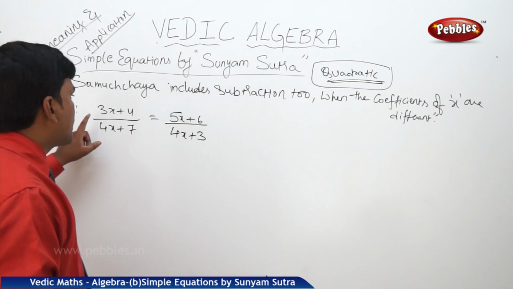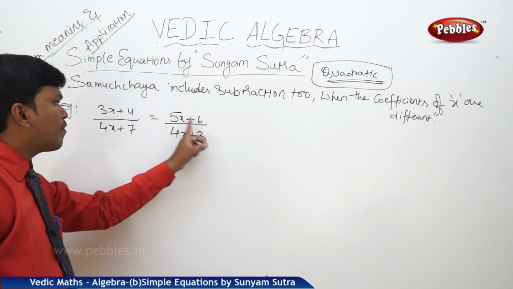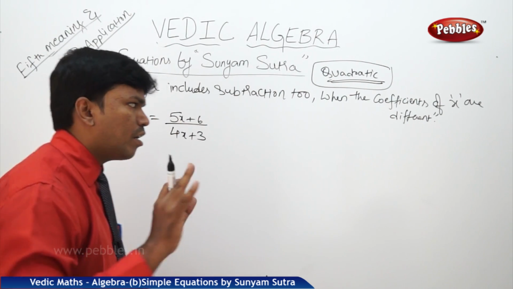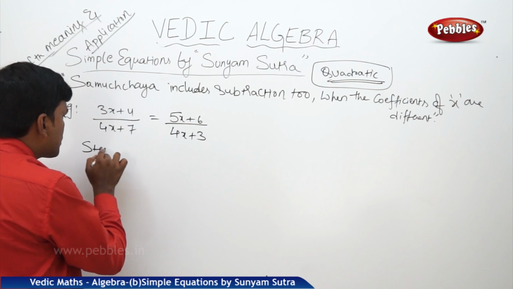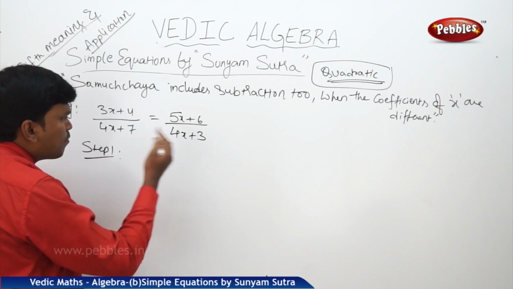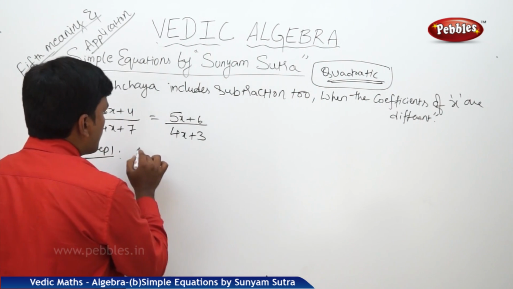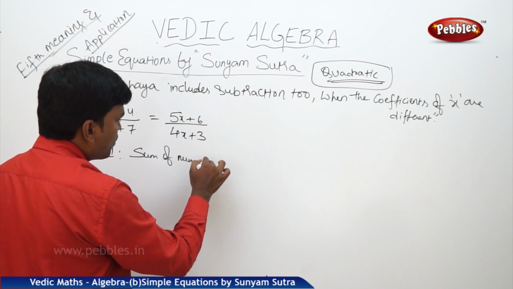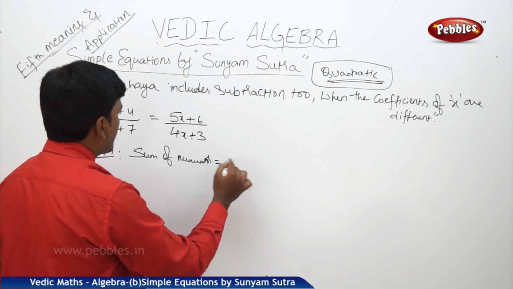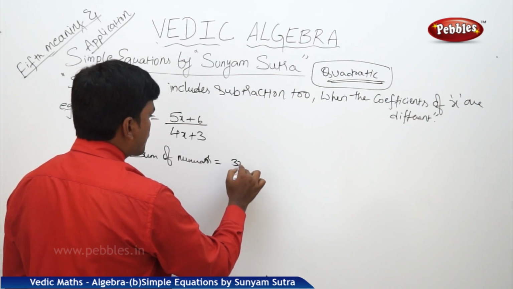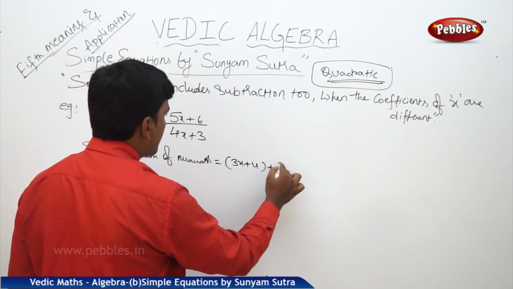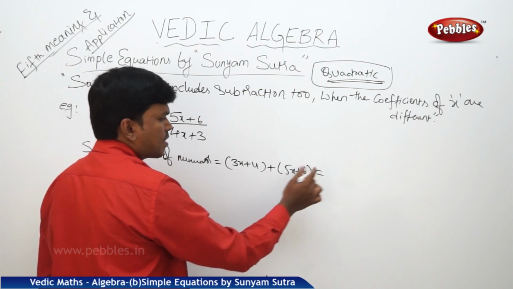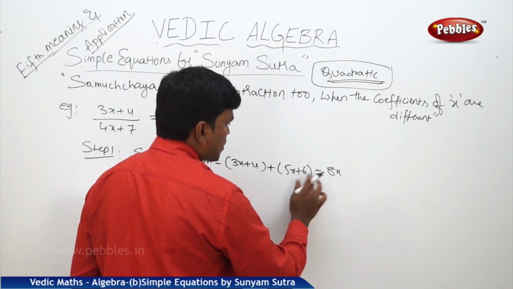Let us take an example. 3x plus 4 by 4x plus 7 equal to 5x plus 6 by 4x plus 3. First of all, it is a basic step. Step 1, you will check the sum of numerators as well as sum of denominators. So first, sum of numerators. Sum of numerators is how much? It is 3x plus 4 plus 5x plus 6. So 3x and 5x is 8x, 4 and 6 is 10.